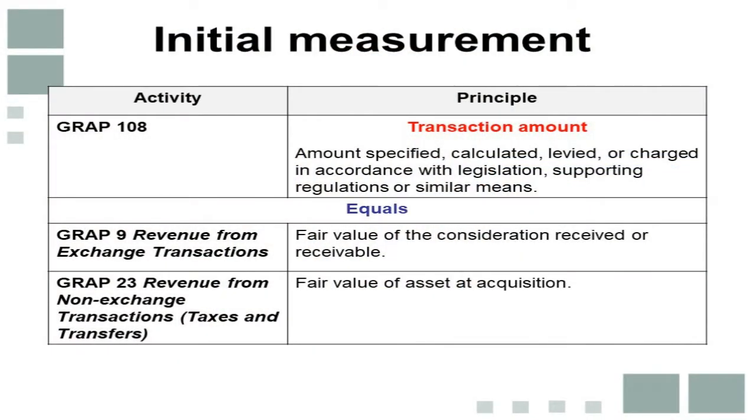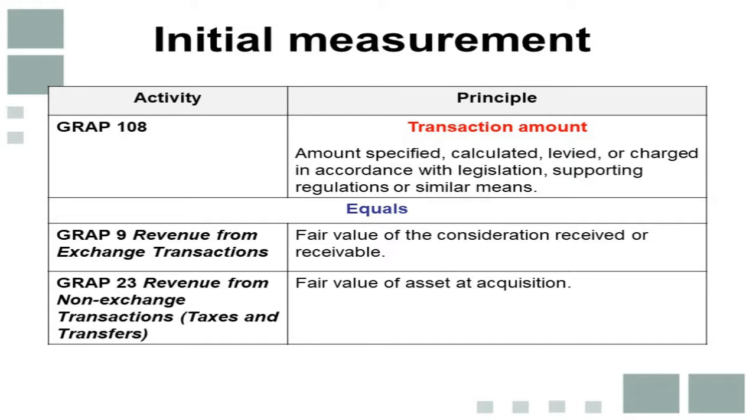If we have a look at the initial measurement, and I think this is where there has been a little bit of a struggle in developing the guidance for GRAP 108, it was quite contentious during its development, is that GRAP 9 and GRAP 23 already talk about you recognizing at least revenue based on fair value, and we'll talk about the various ideas about that. But what does fair value mean if we're actually talking about a compulsory transaction that arises from legislation? So GRAP 108 very clearly indicates that the transaction amount is the amount specified, calculated, levied or charged in accordance with legislation or supporting regulations or similar means. So I think it makes it quite clear that the transaction amount is going to be whatever legislation or the equivalent says it should be.